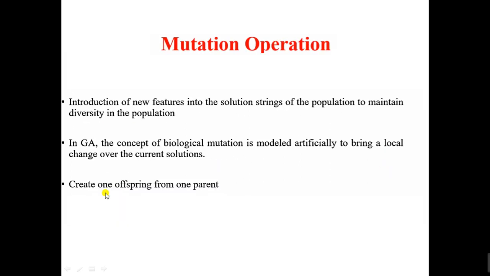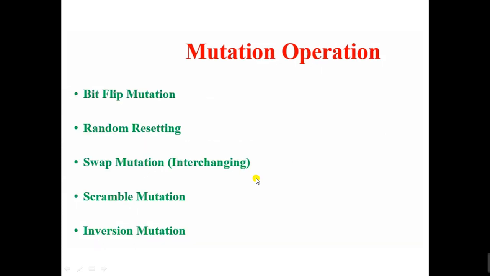The next one is mutation operation. It is the introduction of new features into the solution strings of the population to maintain diversity in the population. It creates one offspring from one parent. The concept of biological mutation is modeled artificially to bring a local change over the current solution. The types of mutation operation are bit flip mutation, random resetting, swap mutation, scramble mutation, then inversion mutation.